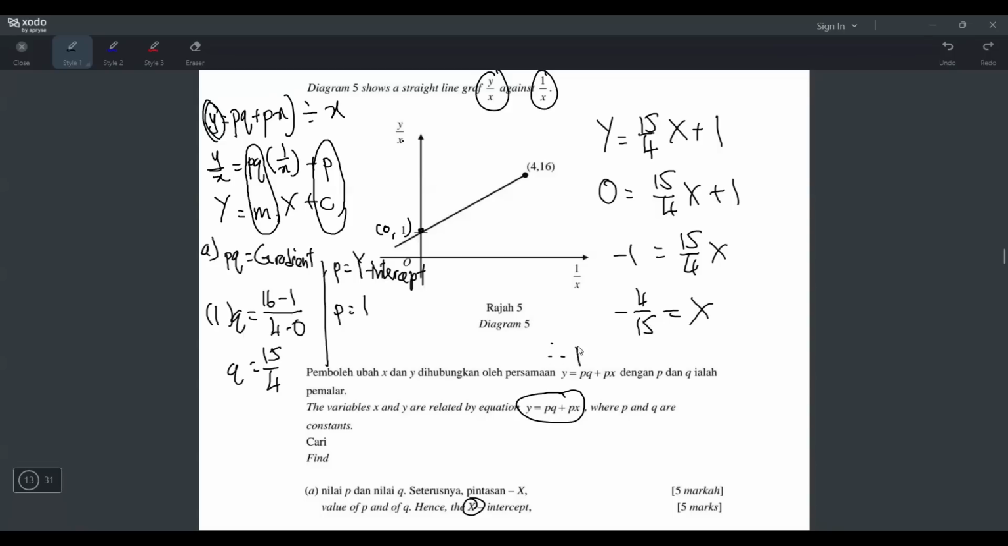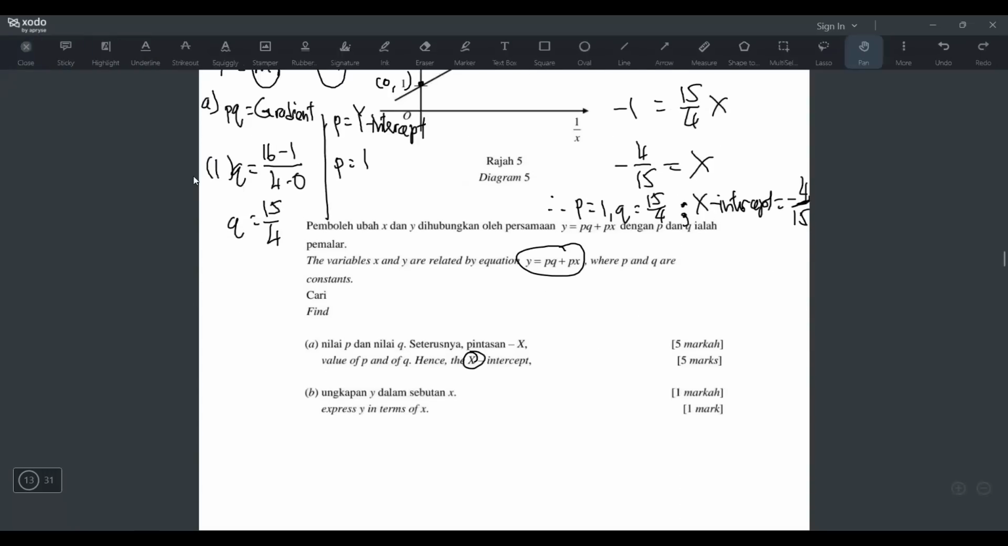They want to find P and Q. So let's write P is 1, Q is 15 over 4. And maybe I can use this symbol to write the x-intercept. So the x-intercept will be negative 4 over 15, right? So that's the answer for A. Okay, there's one more question here.